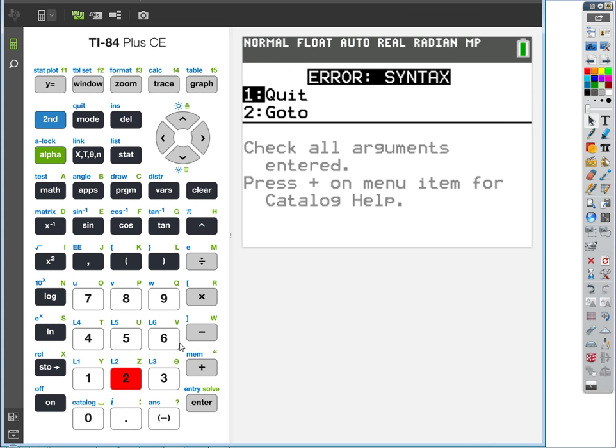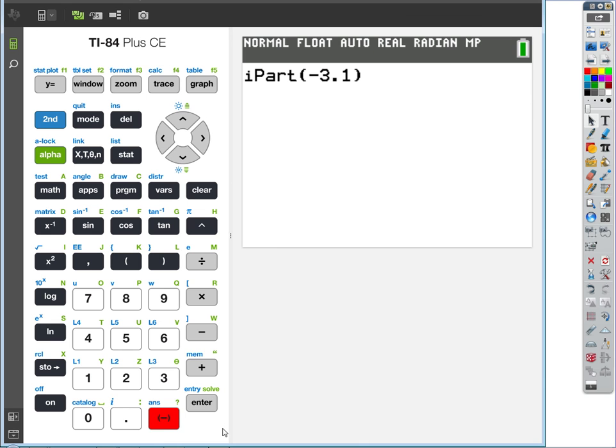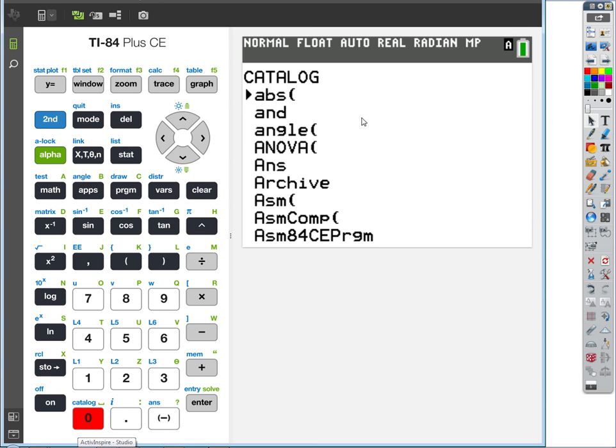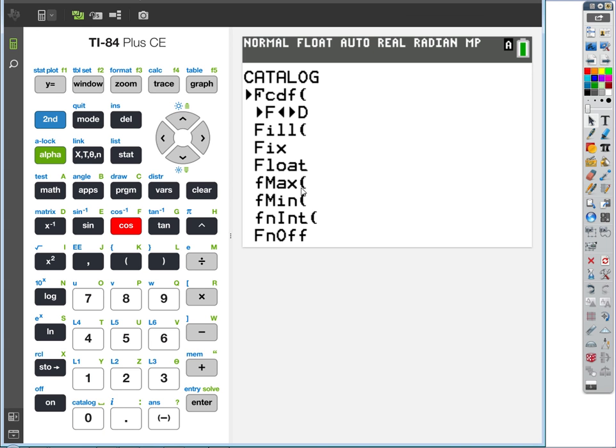Oh, I know what I did. Okay, so that's not going to work. Let's try catalog. Well, that's really bizarre to me that they wouldn't have that. Don't have it.